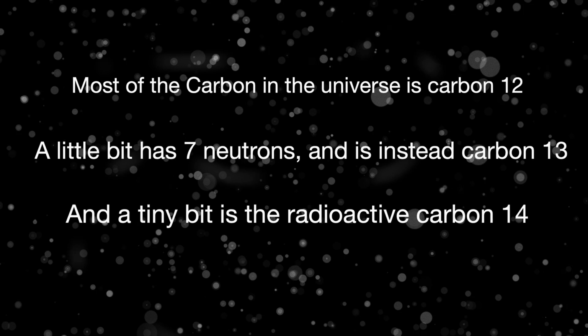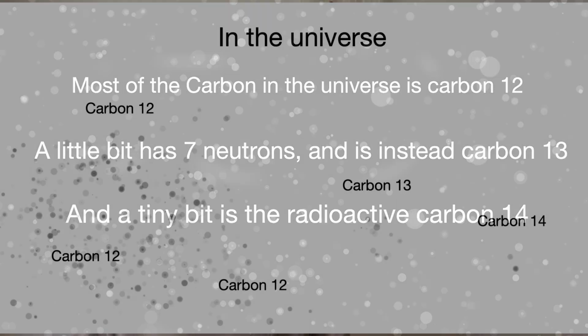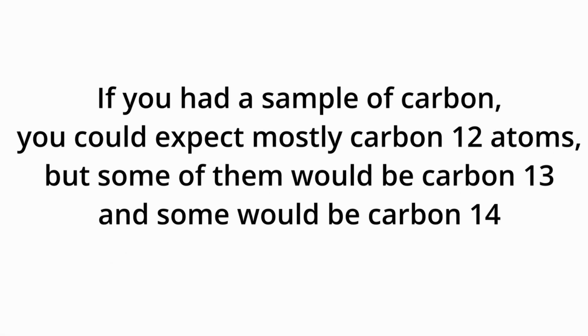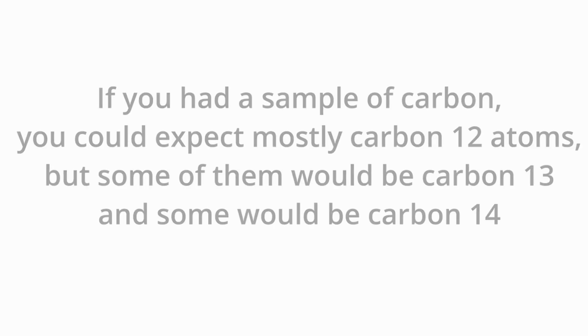There is some carbon-13 with 7 neutrons and carbon-14 with 8 neutrons, but that is in the minority. As a result, we say that the relative atomic mass of carbon is 12.01, because while most of it is 12, if you have a mole of the substance, you'll expect a couple of carbon-13 and 14 atoms in your sample, which will skew the mass of it up.